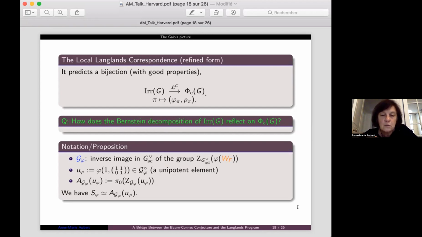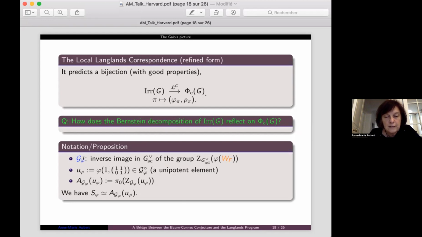So the idea was to look at the set of enhanced L-parameters and try to mimic the idea of Bernstein, but on the dual side. And to do this, it's what you will do. Now, just a remark, we will introduce something which is very useful in the computation.